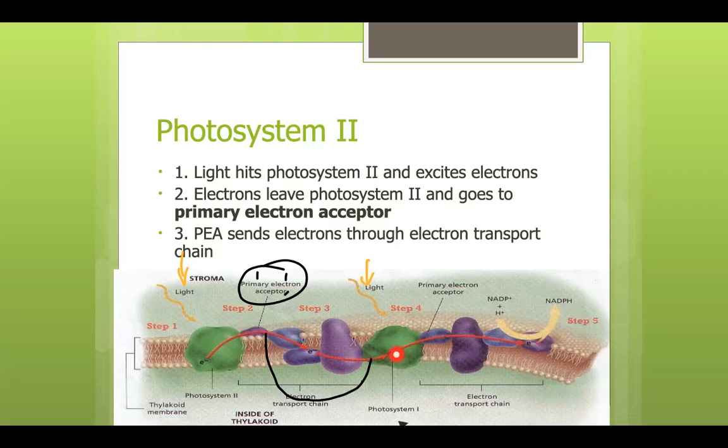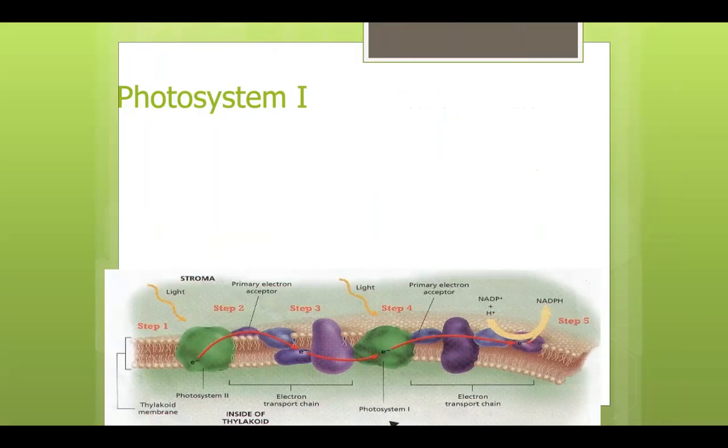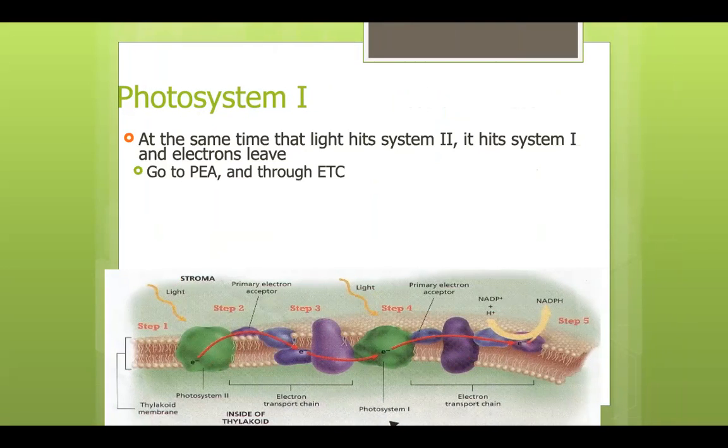Now you might be asking yourself, well, what about the electrons from photosystem 2? How are they replaced? I'll get to that later, okay? Because I'm just going to go in a row right now. So now we have photosystem 1. Keep in mind, I did say that at the same time light hit photosystem 2, light also hits photosystem 1 and electrons leave. So by the time the electrons from photosystem 2 get here, those electrons have already left, right? So it's constantly being replaced. The same thing happens for the electrons that leave photosystem 1.